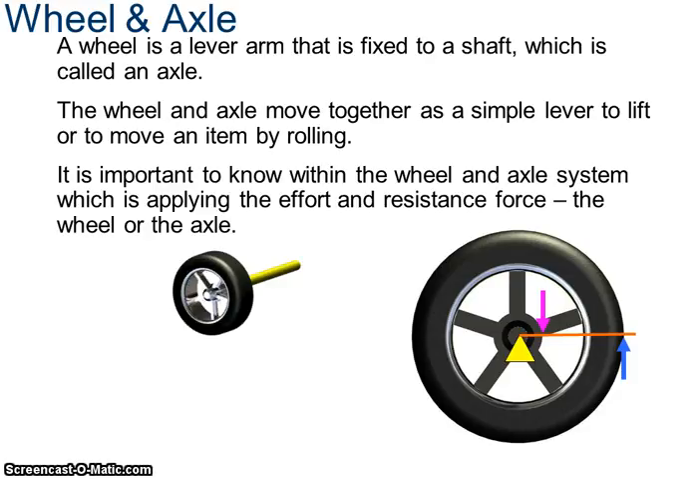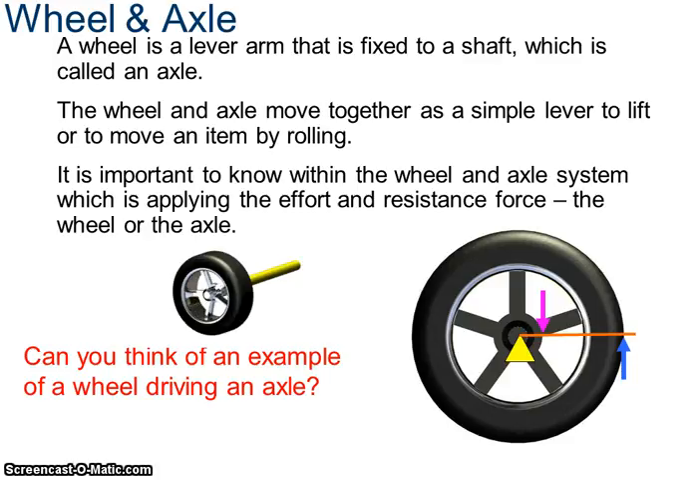You can see the wheel and axle move together as a simple machine, but it's important to know, within the wheel and axle system, which is applying the effort and which is applying the resistance, the wheel or the axle, which we're going to talk about. So you want to write an example of an axle driving a wheel, which in the animation on the left you can see the wheel moving. That's like any wheel on your car, or a wheel on a wheelbarrow, or a wheel on a golf cart. Any wheel that is driving something, the axle is spinning and the wheel is spinning because of the axle.